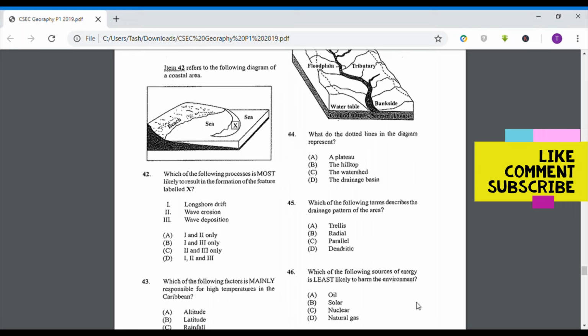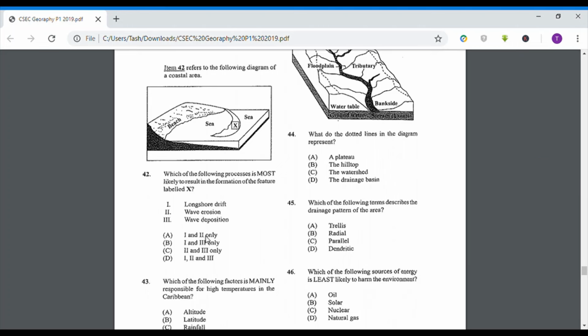Number 42 refers to the following diagram of a coastal area. Which of the following processes is most likely to result in the formation of the feature labeled at X? So this is our feature here at X. Alright, so this feature is made as a result of sand accumulation. So accumulation means a build-up.